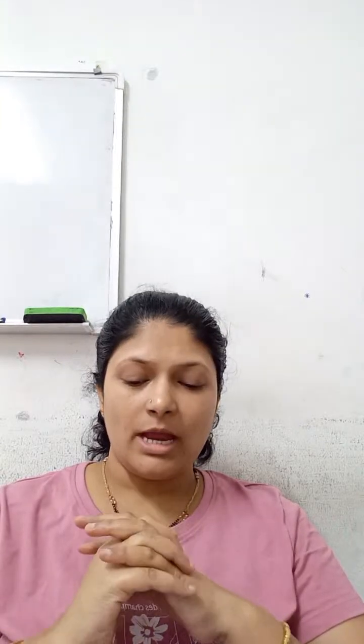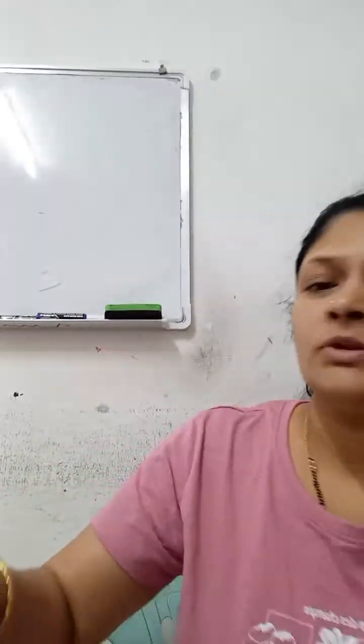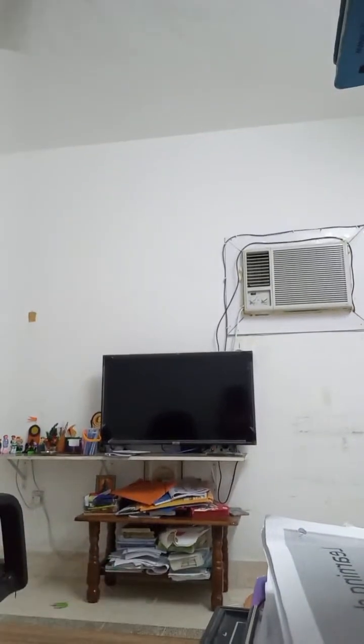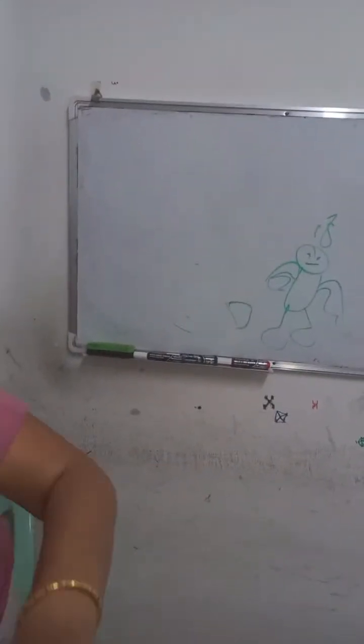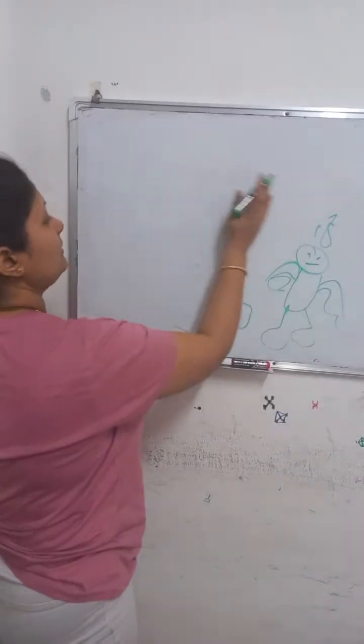Now they are asking to draw and differentiate between concave and convex lens. Can you show how to draw concave and convex? So I will try to draw here. Check, maybe you can see. Can you able to see here?